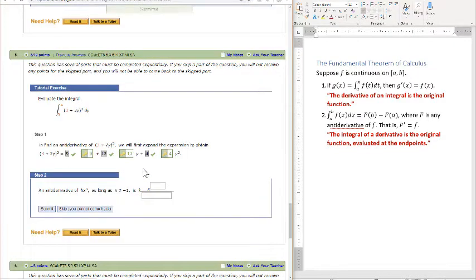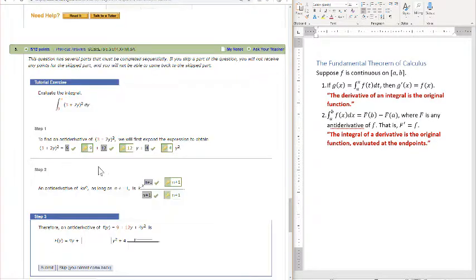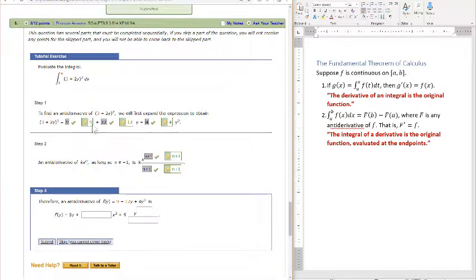Now that it's expanded, we remember that the antiderivative of x to the n is going to be x to the n plus 1 divided by n plus 1. And if we have a constant sticking out there, we'll just leave the constant out there and just take the antiderivative by itself. And so our nice and easy polynomial that was already FOILed out will be an easy antiderivative to take.